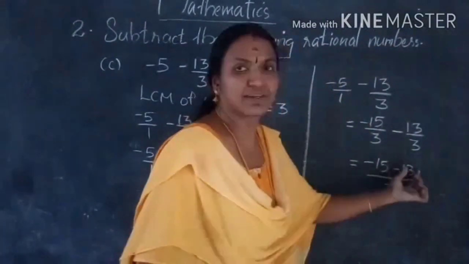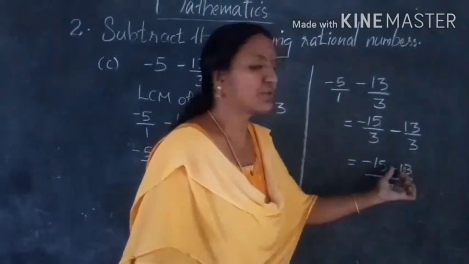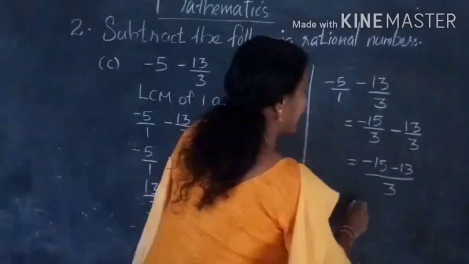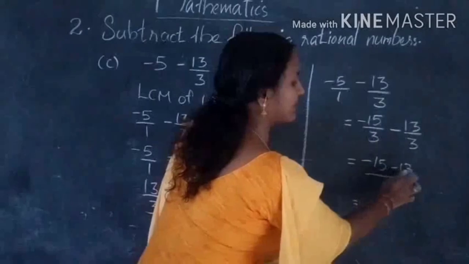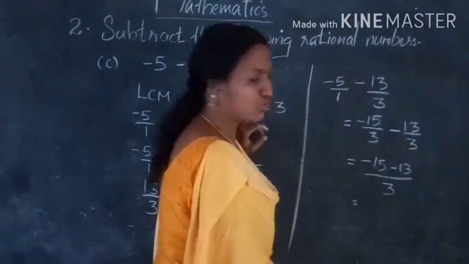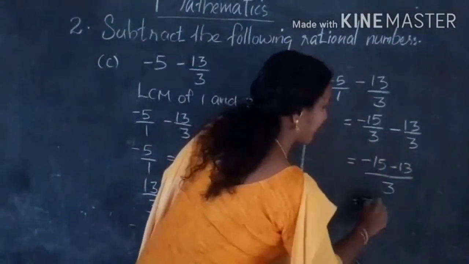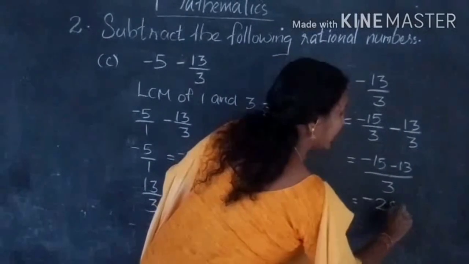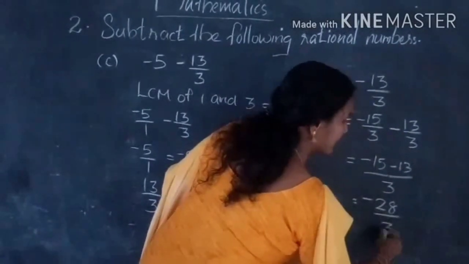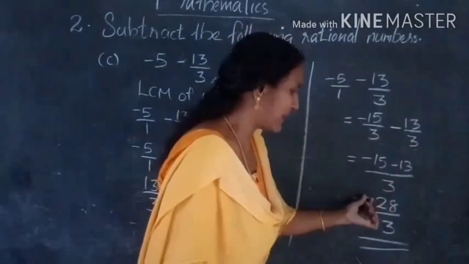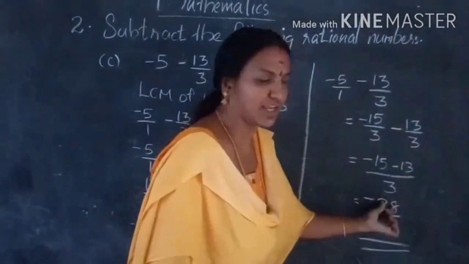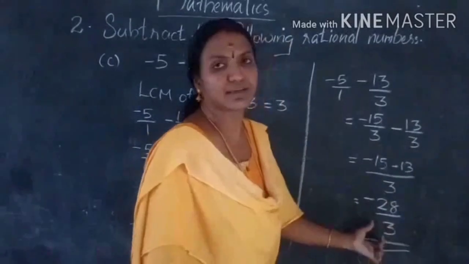Minus 15 minus 13. How to add the negative numbers? We add the numbers first and put the minus symbol. 15 plus 13 is 28 and we put one minus symbol. Minus 28 divided by 3.